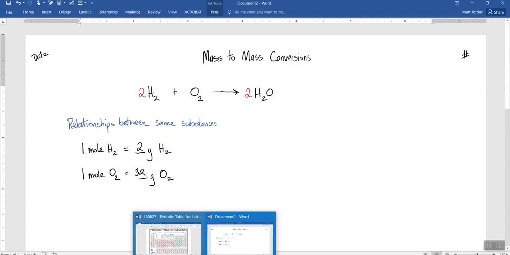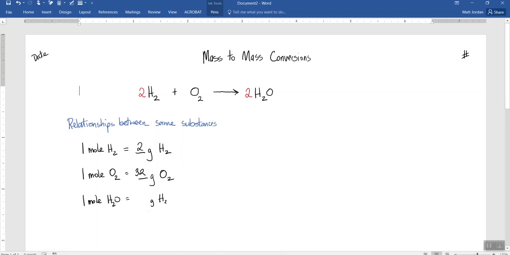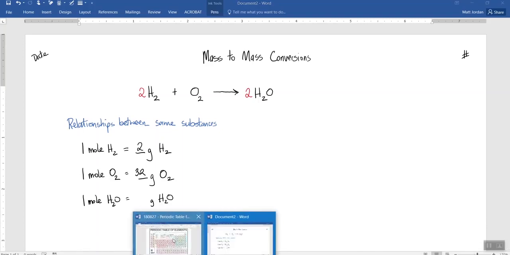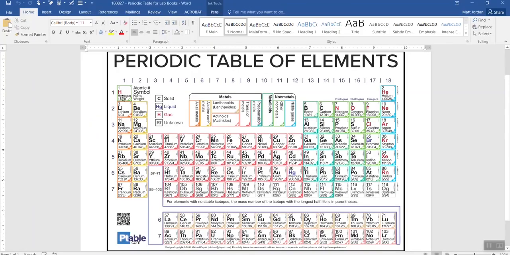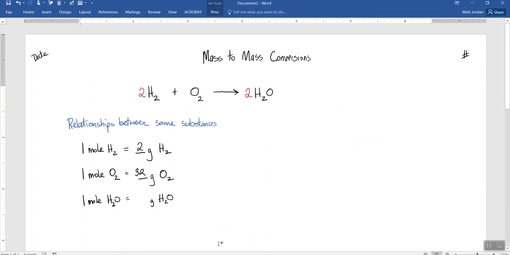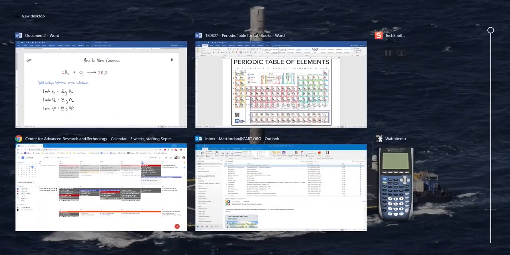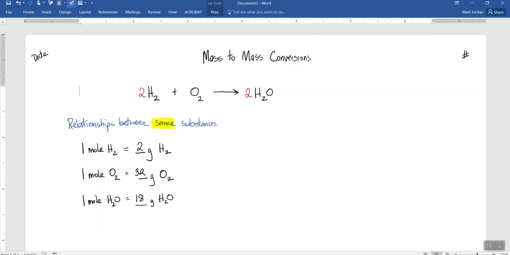And lastly, you could do this with water as well. So 1 mole of water would be equal to so many grams of water. And you could go on the periodic table and add up all those elements to figure out how much 1 mole of water would weigh. So we have 2 hydrogens, 1 plus 1 would be 2, and then plus 16 would be a total of 18. So 1 mole of water would equal 18 grams of water. So these are relationships between the same substances. So we go hydrogen to hydrogen, oxygen to oxygen, water to water.